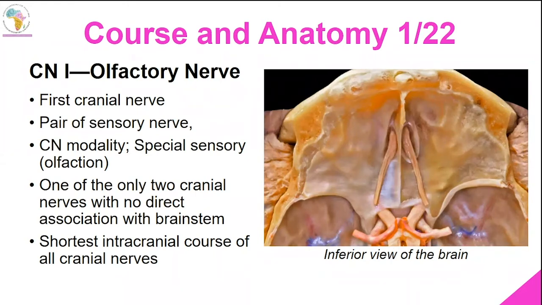So these foramina are responsible for transmitting these axonal fibers, which are what are known as the olfactory nerve. The olfactory nerve, like I said initially, has a special sensory function, meaning that it has a specific sensory function which is only conducted within this tissue, the olfactory mucosal tissue. The specific function of the olfactory nerve is to confer the sense of smell. It is one of the only two cranial nerves that has no direct association with the brainstem, and it originates extracranially.